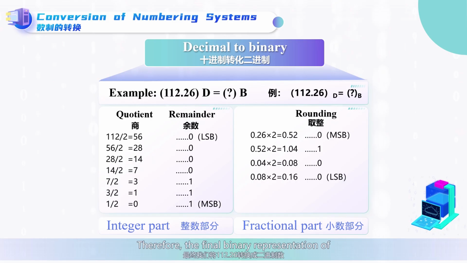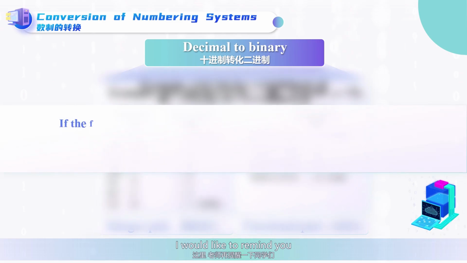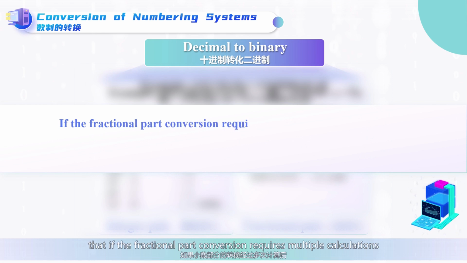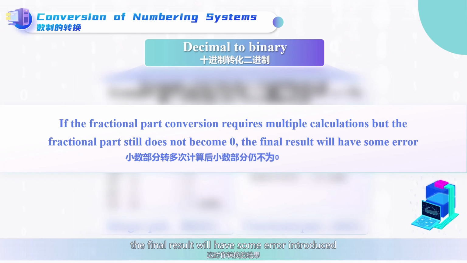Therefore, the final binary representation of 112.26 is 11100001. I would like to remind you that if the fractional part conversion requires multiple calculations, but the fractional part still does not become 0, the final result will have some error introduced during the conversion process. This error can be amplified or reduced as the calculation continues.